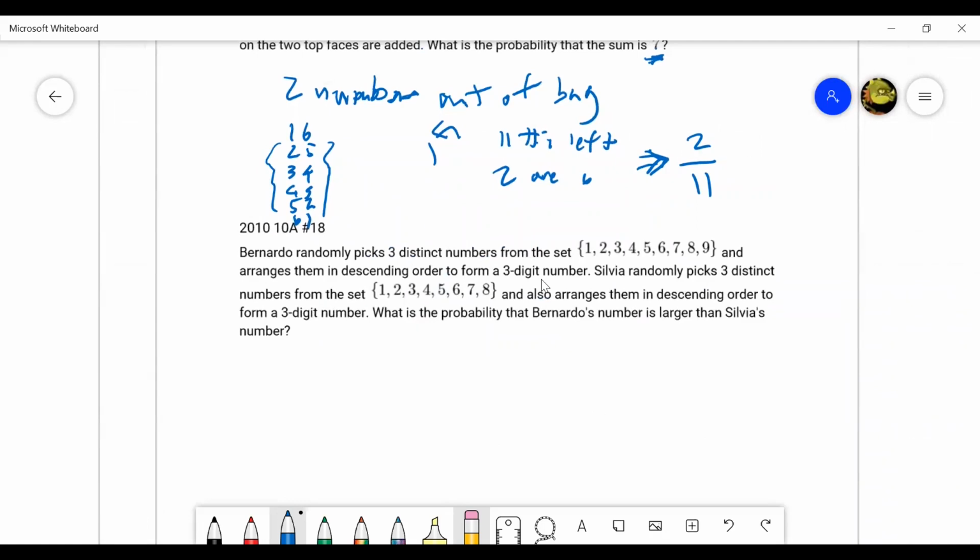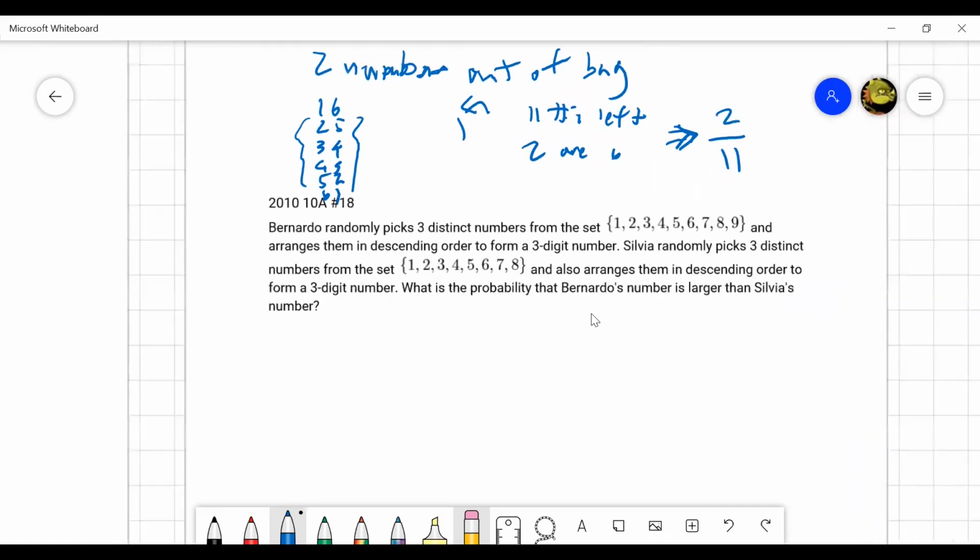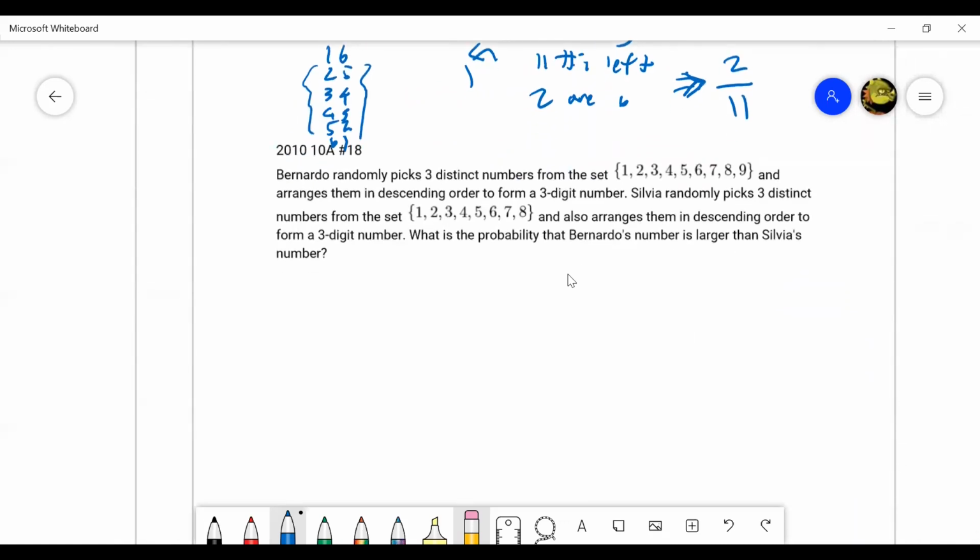Bernardo randomly picks 3 distinct numbers from this set, and Sylvia randomly picks 3 distinct numbers from this other set, and they arrange them in descending order to form a 3-digit number. What's the probability that his number is larger than her number? And here is an example of symmetry that I want to talk about, where if Bernardo did not have the option of choosing 9, and it was just 1 through 8 for both people, then the probability that his number is larger is just going to be equal to 1/2.